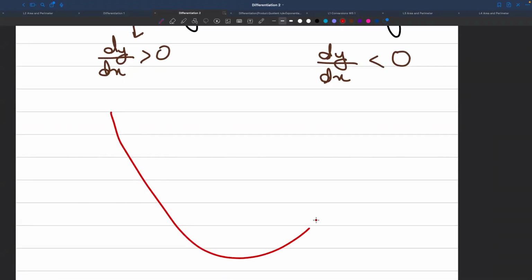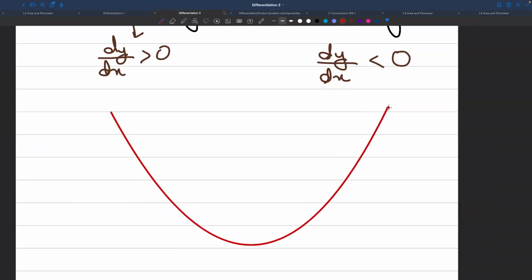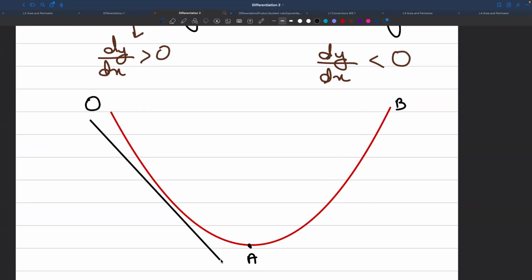Let me make a curve over here like this. ठीक है? Let's say this is point O, this is point A over here, and this is point B. Can I say from O to A, whatever tangent I make, it will have a negative gradient, right? So if I make a tangent over here like this, any tangent I make from O to A will have a negative gradient. And if I make a tangent from A to B, it will always have a positive gradient.